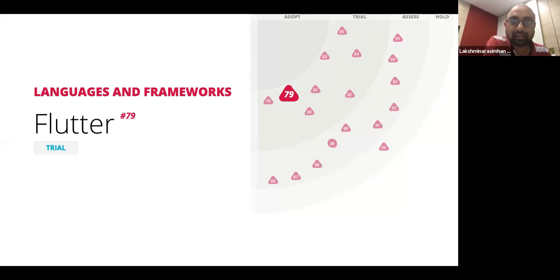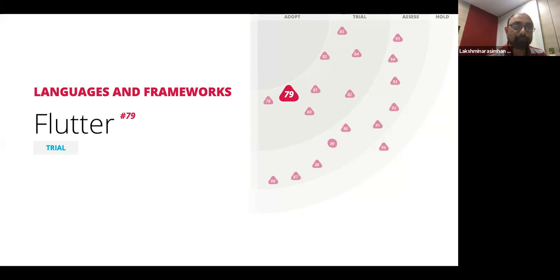We actually had Flutter in Assess the previous two editions, but this time we decided to move it to Trial because we had seen a few projects reach production with it, and we felt very happy with it and felt it deserved a billing in Trial. What are the key selling points of Flutter? One, of course, is the performance, and some reports suggest that in some benchmarks it can actually outperform Android or Swift directly.